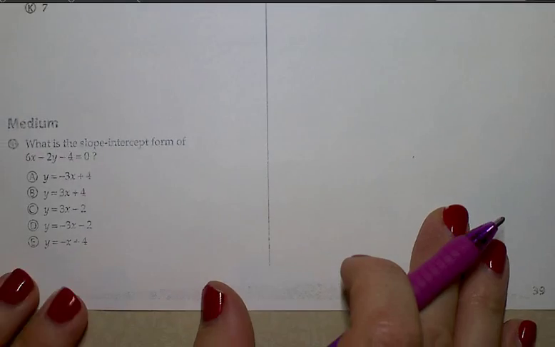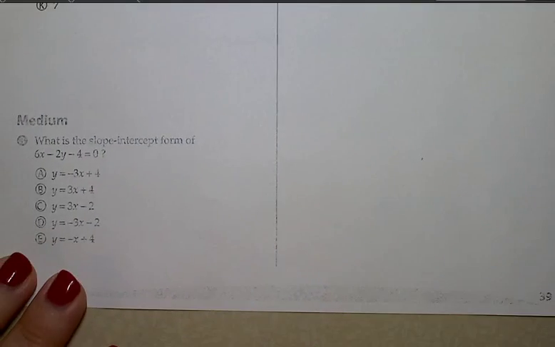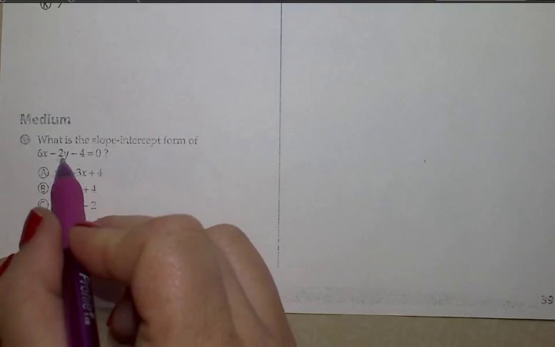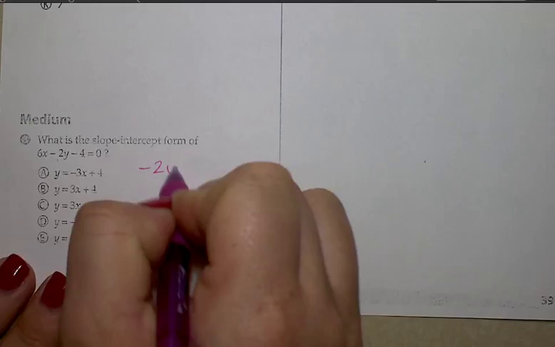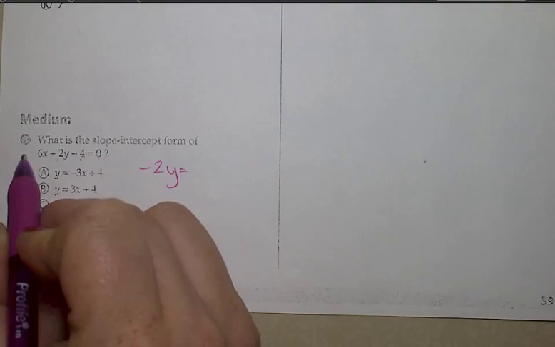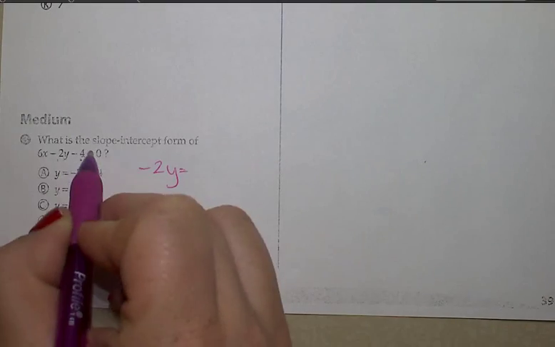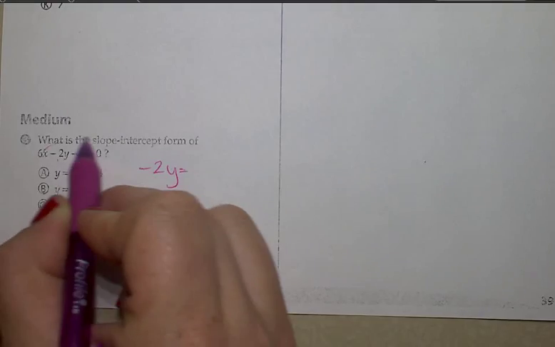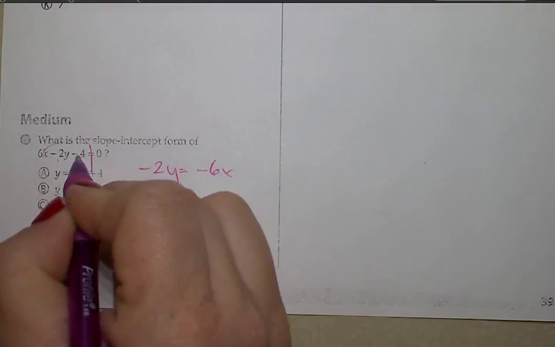Slope-intercept form is what we've been working with. y equals mx plus b is your slope-intercept form. So I want to leave the y on one side, and I'm going to move the constant and the x to the opposite side. Remember, when they cross over the equal sign, they change signs. So this becomes a negative 6x and a positive 4.